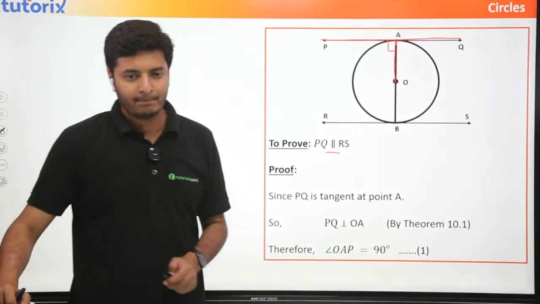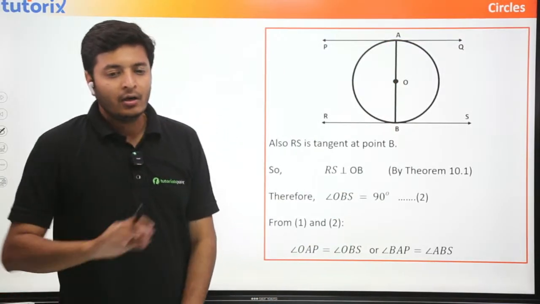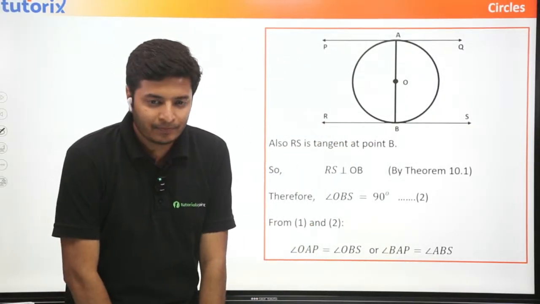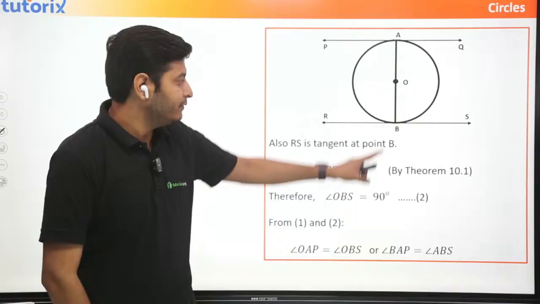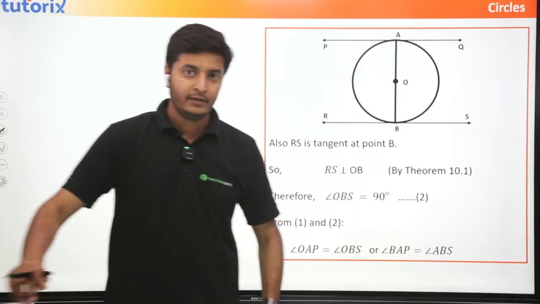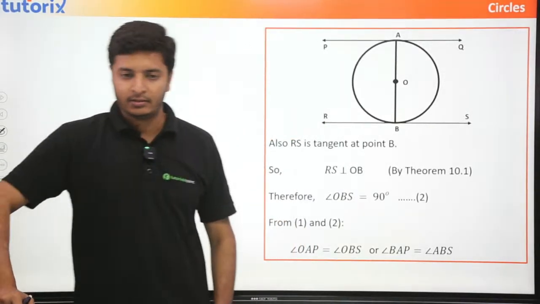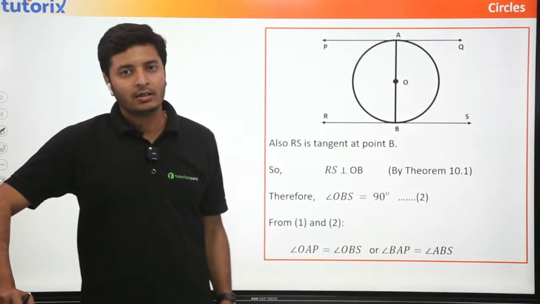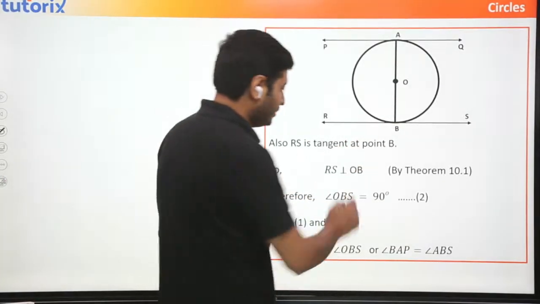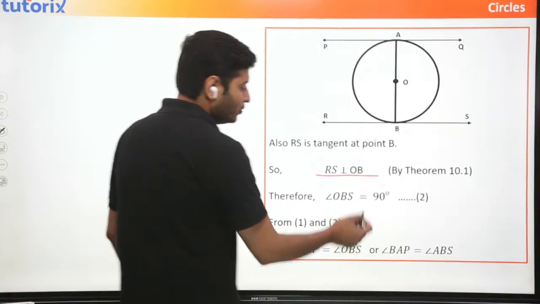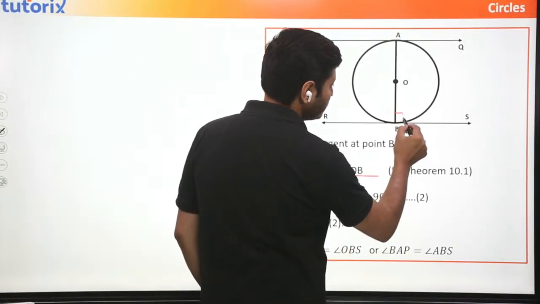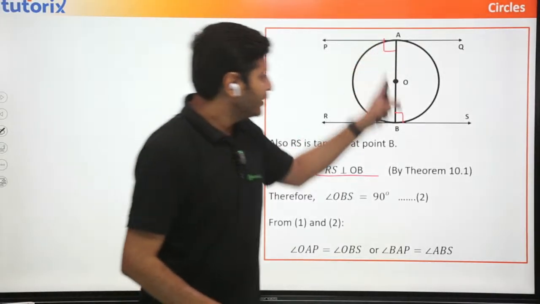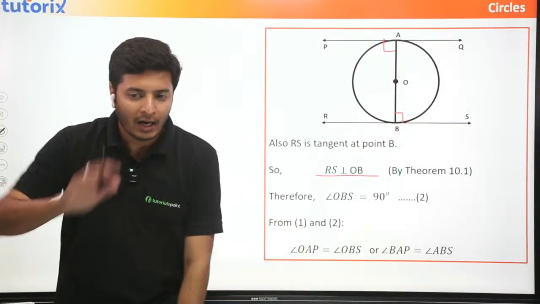Equation number 1. Now, RS is a tangent passing through point B. Point B is on the circle. If we join this point of contact B with the center O, then we get OB. OB is the radius. So according to theorem 10.1, OB and RS are perpendicular to each other. It means RS is perpendicular. So angle OBS is also 90 degrees. We are done with this. Look at these two angles. Are they at?